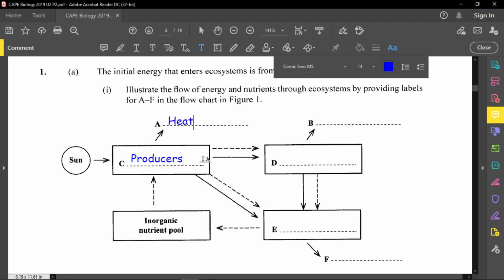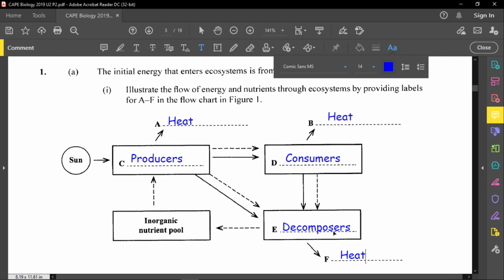And then from producers, we'll have consumers. The consumers will take energy from the producers. And also energy will be wasted in terms of heat energy. Now, when consumers and producers die, they have to be decomposed by decomposers. So we have E being decomposers. And again, in all cases, we'll have some energy released in the form of heat energy.